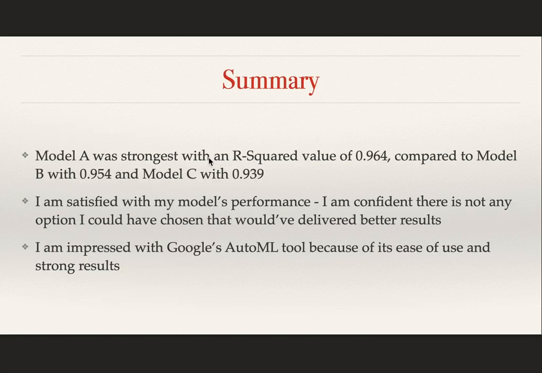In short, the model I choose is our model A, which was an R² value of 0.964, which again is a strong value. So the model did a good job. It performs well at predicting energy output. I'm satisfied with that. I feel like I tested a couple different types of models, and I found a very strong result as a result of that. And I really liked Google's AutoML tool. It was easy to use, and it produced strong results.